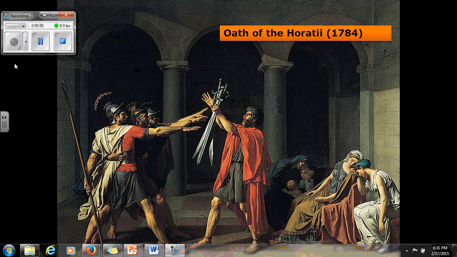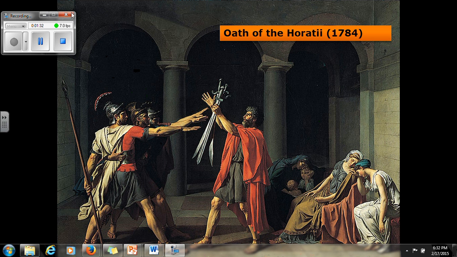This painting was done by the French painter Jacques-Louis David, and it was painted in 1784. So here we have the three brothers that are swearing their oath. And according to the Roman historian Livy, the characters in this painting are warring Rome, and the three brothers, they're about to go into battle, and they're all swearing an oath to each other.